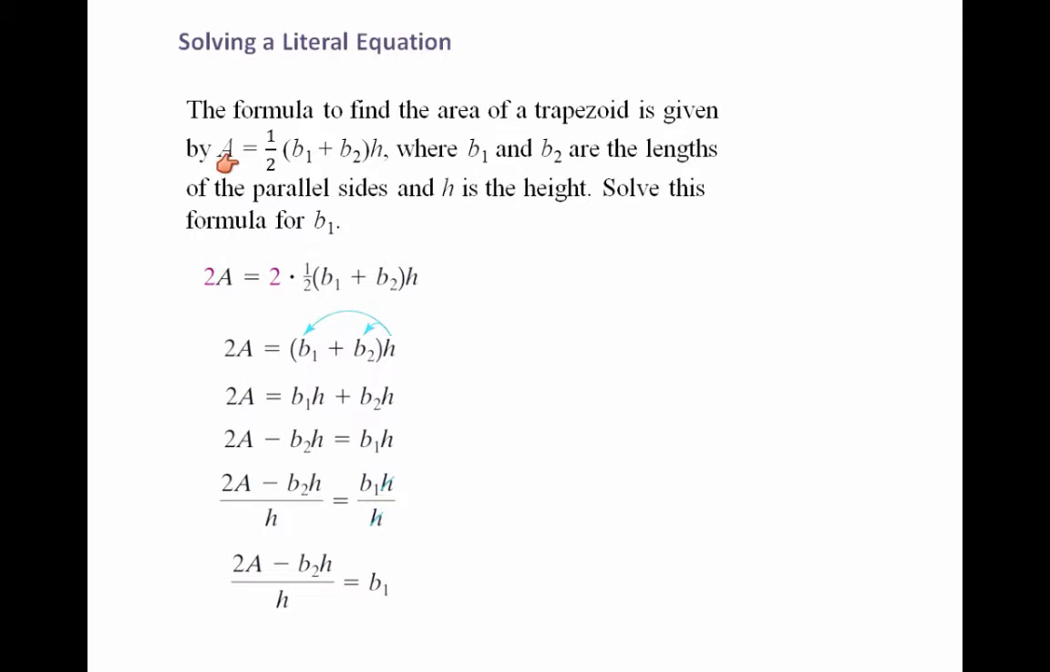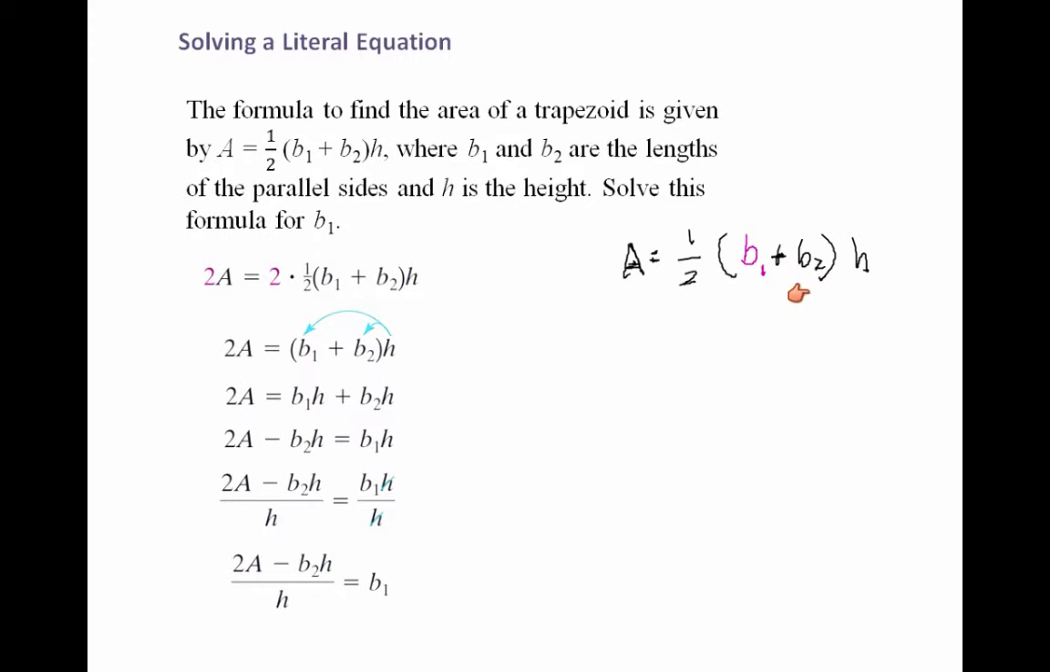Here's an example where we want to solve for one variable when we have multiple variables in our formula. Here we have A, b1, b2, h, but we want to solve for b1. So here we have A is equal to 1/2 times h times b1 plus b2. I'm going to use a different color for b1, so we know that we're solving for b1.